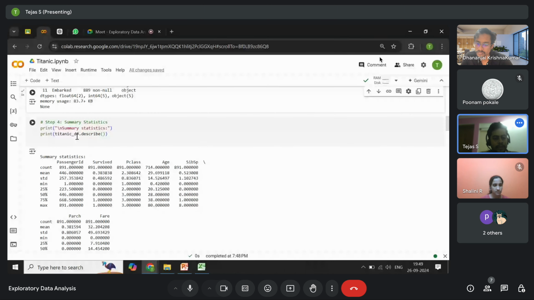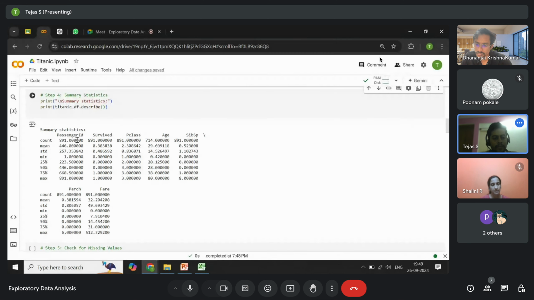Next, we have summary statistics, showing the parameters present in each column. For example, in passenger ID we have a count of 891, which is the same for every other column. The mean for this column is 446. For survived, the mean is 0.38. Then the standard deviation we have is 257. Here 0.4, 0.83, and the corresponding values.